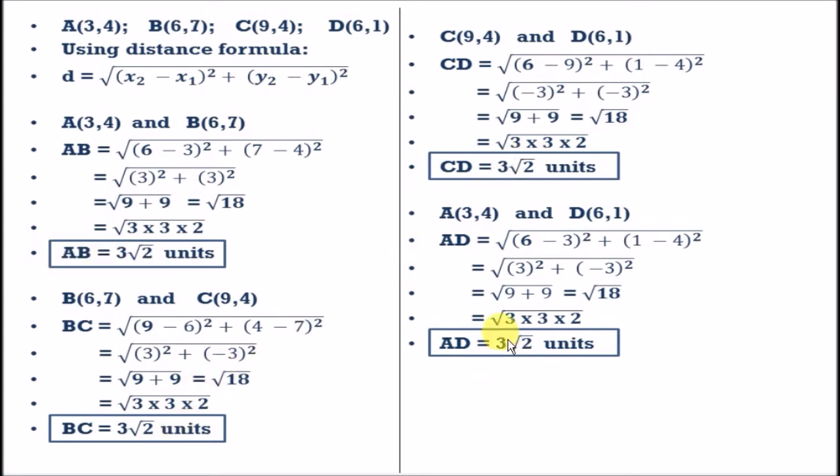So now we have at least come to know that ABCD is either a square or a rhombus. So out of the two, it's definitely one. In order to distinguish between the square and the rhombus, we need to now find the length of the diagonals. First, AC. The coordinate of A is 3, 4 and C is 9, 4.